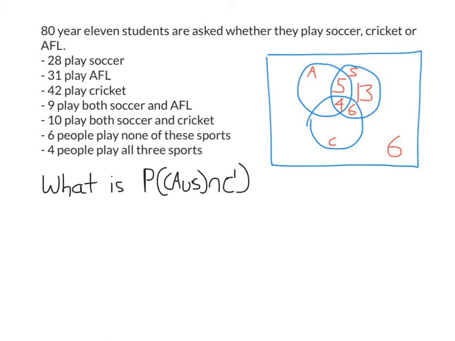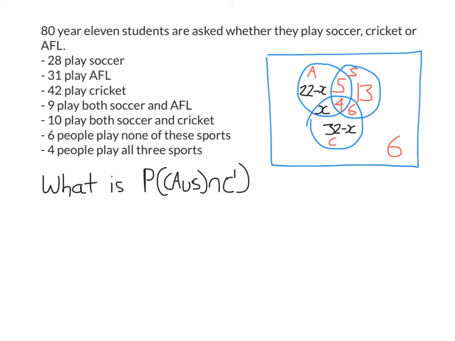So let's just let the number that goes here be X. I don't know this because I wasn't told how many people play both AFL and cricket. But what I do know is that there are 42 people who play cricket. So I've already got 10 in the cricket circle. So these 2 numbers need to add to 32. So if this one's X, this will be 32 minus X. Similarly, I need to have 31 in the AFL circle. There are already 9 in the AFL circle, so these 2 numbers must add to 22. So this would be 22 minus X.